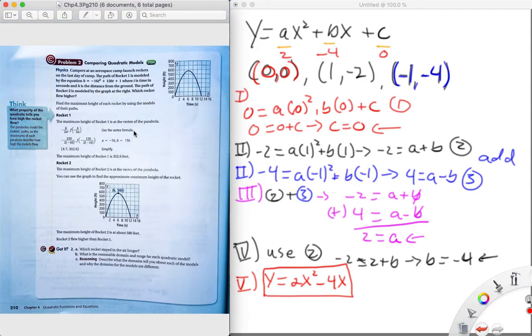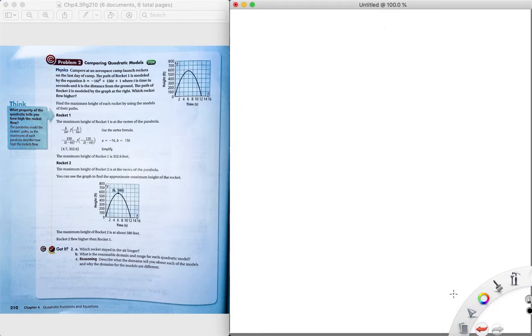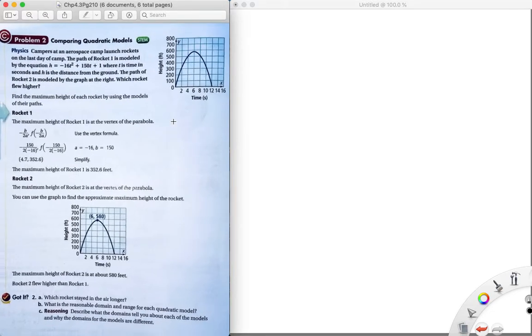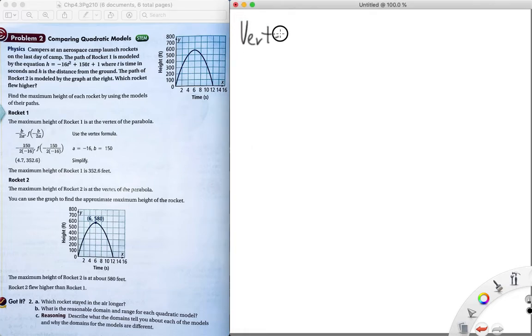Here, using sort of a graph, you can do that to extrapolate the vertex. And remember, the vertex is either your maximum or minimum of your parabola. And remember that the vertex in standard form is equal to negative b over 2a, and then f of negative b over 2a. In vertex form, it's considered h, k, if you recall.